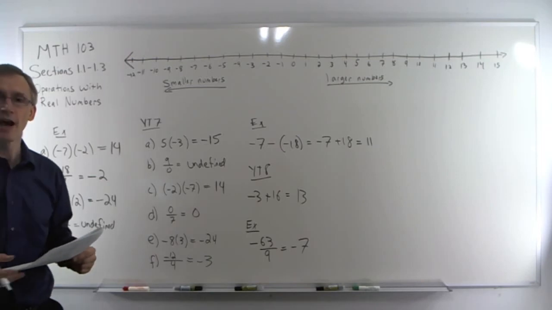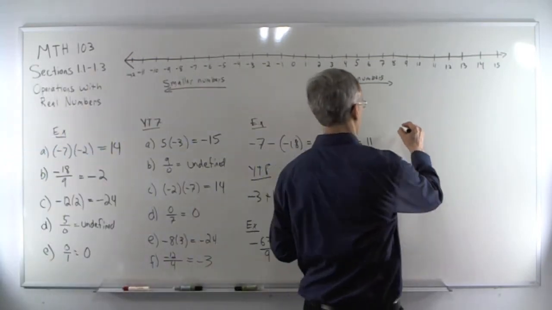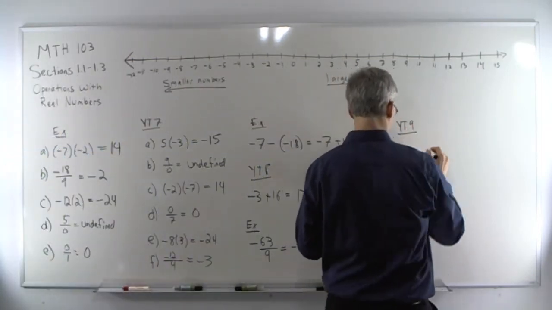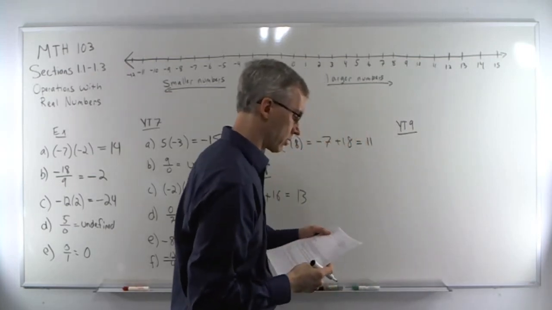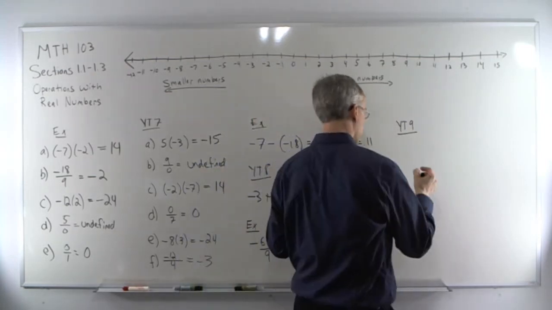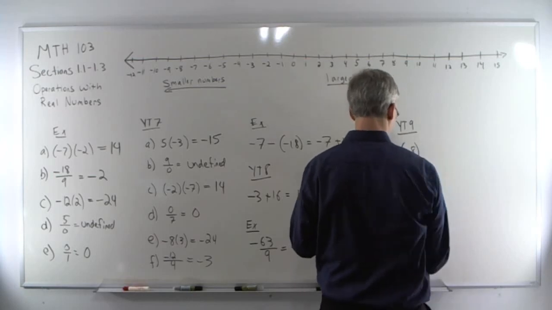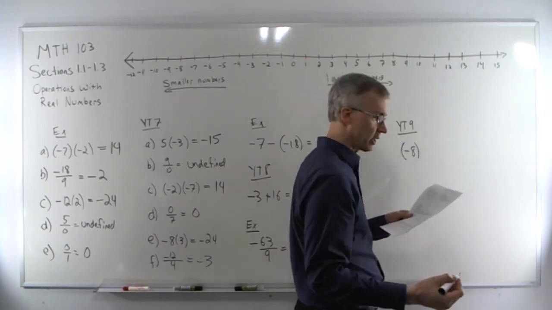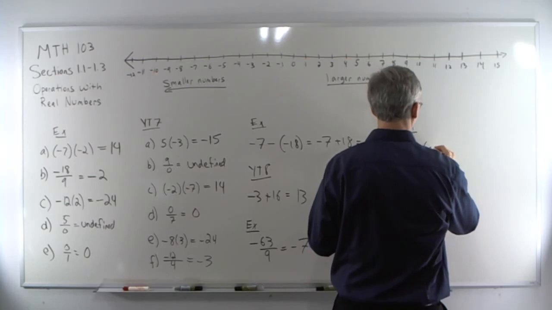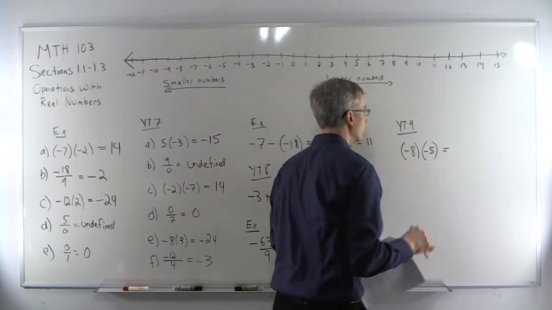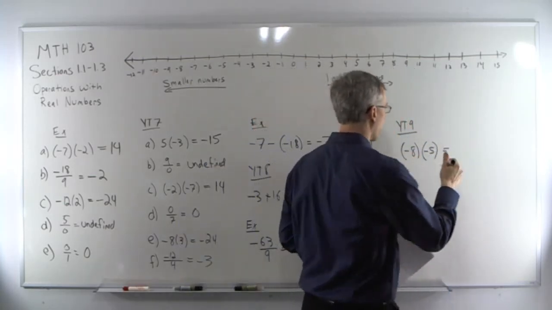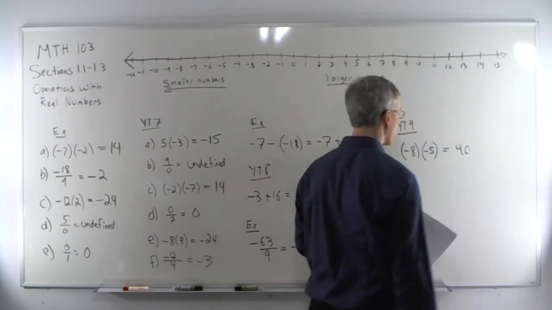All right, your turn, number 9. What is the product of -8 and -5? Product indicates multiplication. The two negatives cancel. 8 times 5 is 40, so we get positive 40 as the answer.